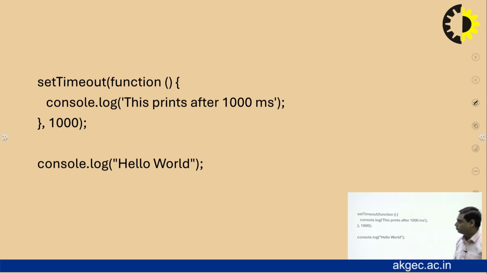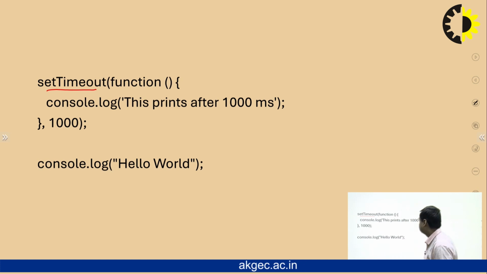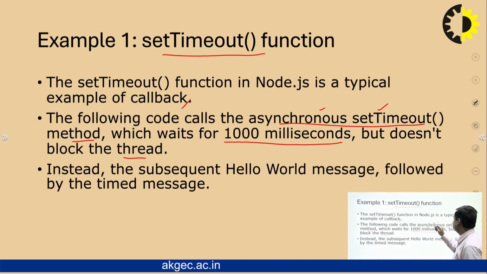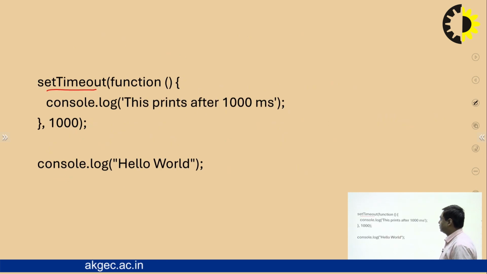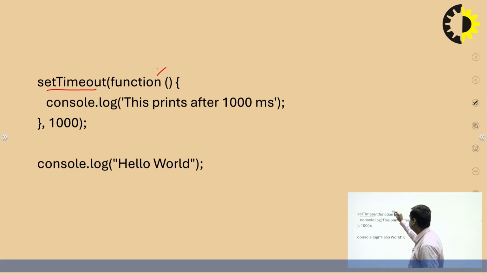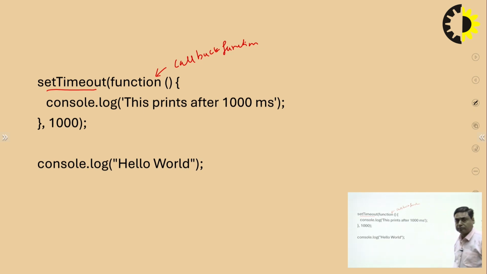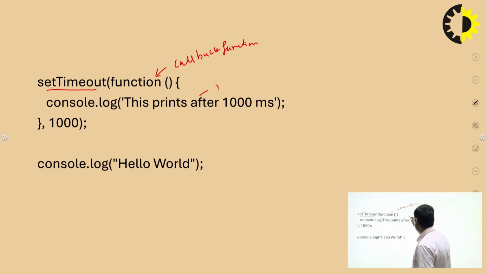So look at this example. First understand setTimeout is an asynchronous function, as I have written here. Second part is, in the setTimeout asynchronous function, we are passing a function and it is a callback function. Now the job of this callback function is to display a message.